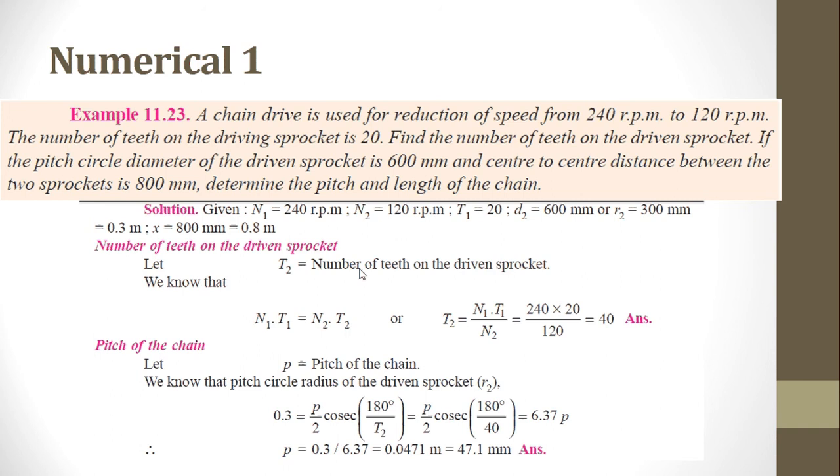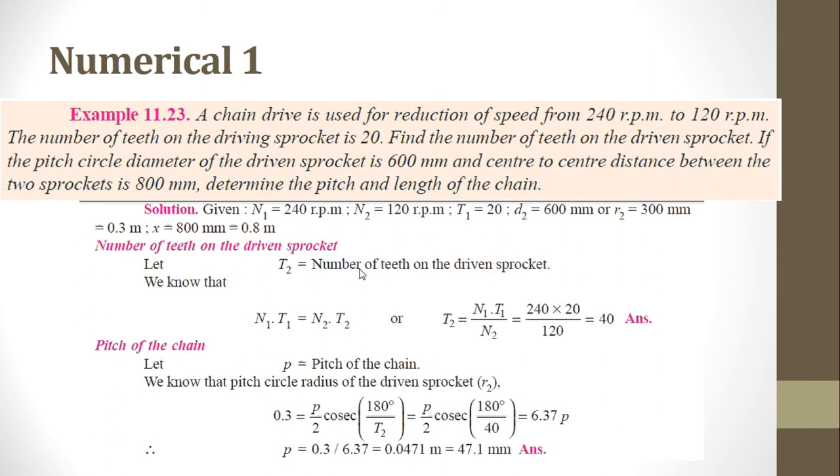Number of teeth have been defined, that is 20. We have to find the number of teeth on the driven sprocket, and if the pitch circle diameter of the driven sprocket is 600 and the center to center distance between two sprockets is 800, you have to determine the pitch and length of the chain. ठीक है जी. सो जितनी चीज़ें हमें यहाँ पर गिवन है हमने यहाँ पर लिख ली हैं और हमें T2 इसमें पहले फाइंड आउट करना है.